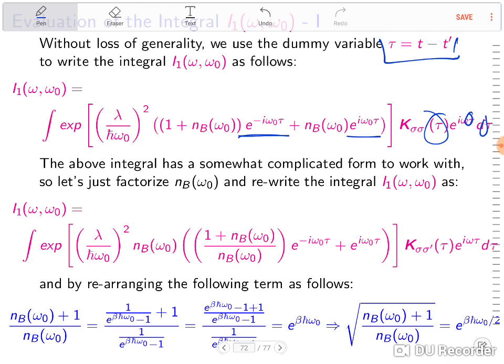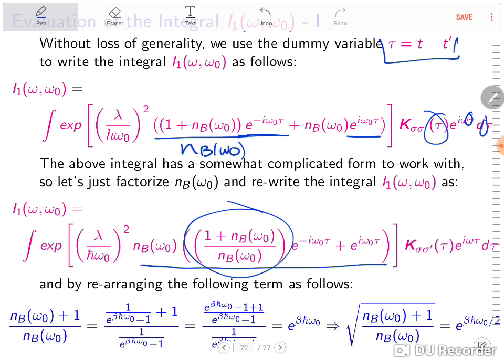And what we're going to do is look at the following. We had pretty much expressed, or let's say divide here by nb of omega 0. Yeah, so that we can do, and then we get this, and then we're going to see what this is. So then we just replace the factors by the definition of the Bose function here.